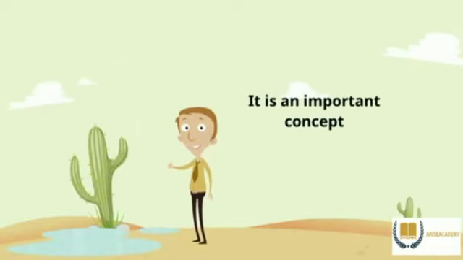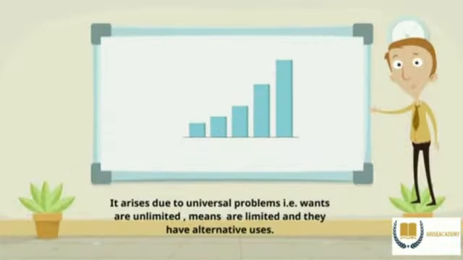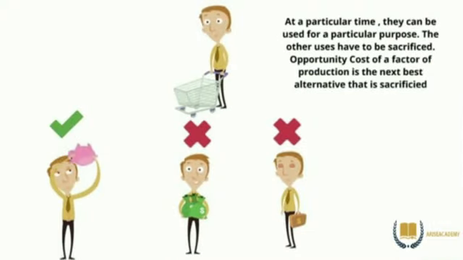Opportunity cost is an important concept. It arises due to universal problems, i.e. wants are unlimited, means are limited and they have alternative uses. At a particular time, they can be used for a particular purpose. The other uses have to be sacrificed. Opportunity cost of a factor of production is the next best alternative that is sacrificed.